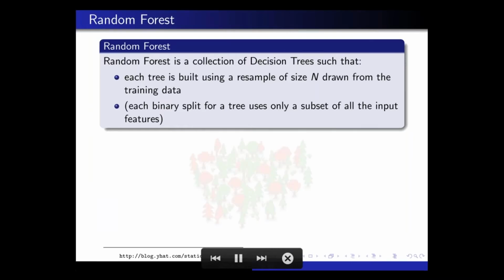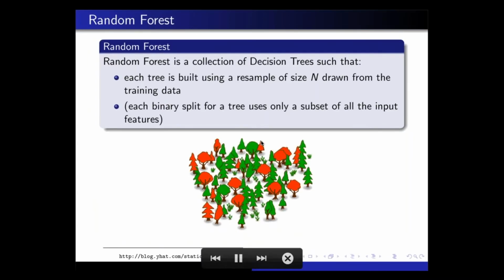The second criterion is that each of the trees is built using only a subset of all of the input features, so that the trees are decorrelated and different from one another. So the combined effect of random forest is that we can build a set of very different decision trees so as to minimize the variability of each of the trees and make our predictions more robust.